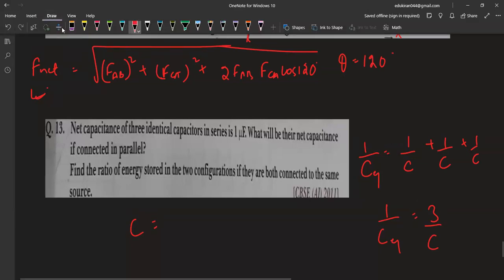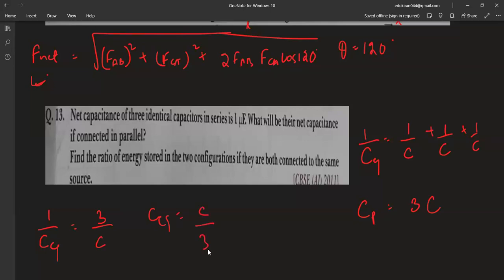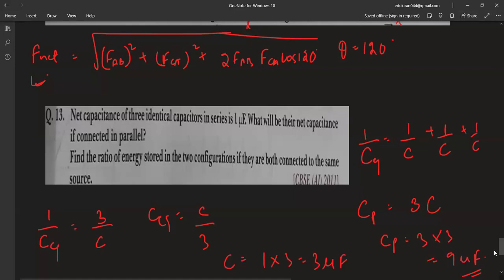Okay, see, if they are connected in parallel, directly it will be 3 into C. Now from here, 1 by C equivalent will be 1 by C plus 1 by C plus 1 by C, that is 3 by C. So, C equivalent is C divided by 3. C equivalent is given as 1, so C becomes 1 into 3, that is 3 microfarad. So, C in parallel is 3 into C, and C is 3, so 3 into 3 is 9 microfarad.